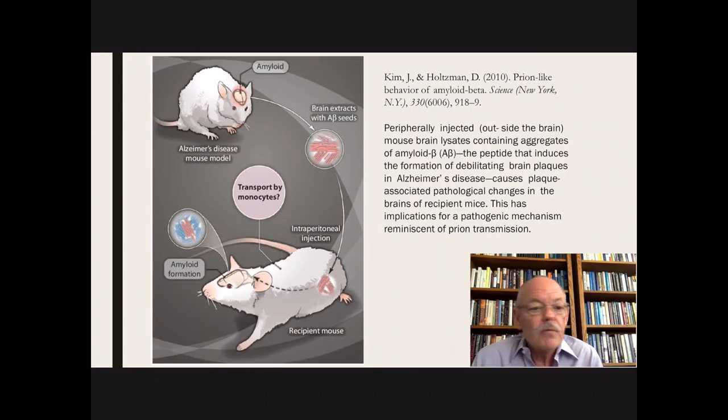The next slide shows you that you can in fact produce an amyloid phenomenon in the brain of a mouse by injecting beta amyloid peptides into the peritoneum, the abdominal cavity basically. These are transported in some way to the brain, may enter the brain, and cause a chain reaction very much in the prion concept and lead to amyloid deposition in the animal's brain.